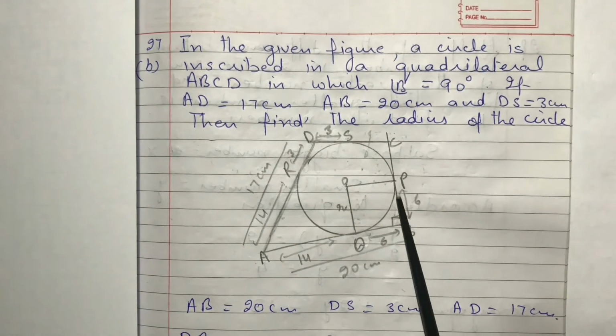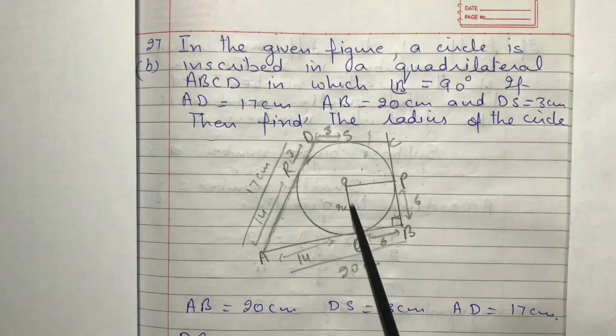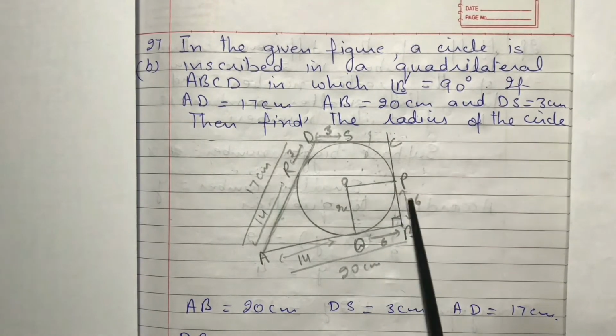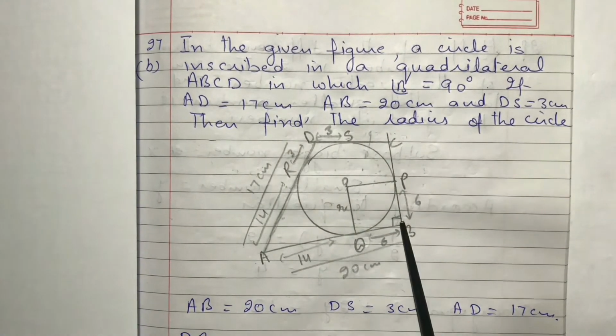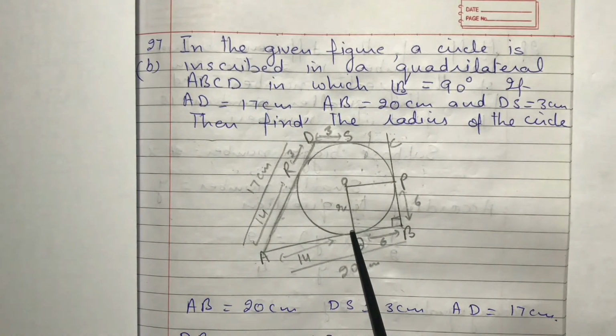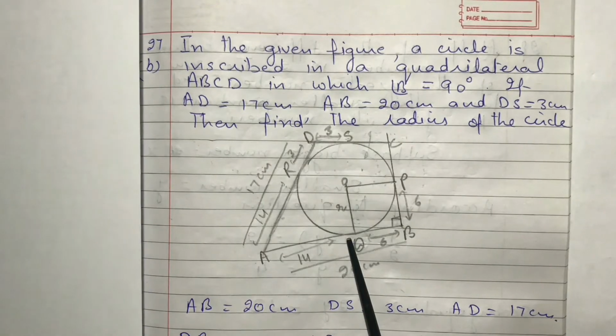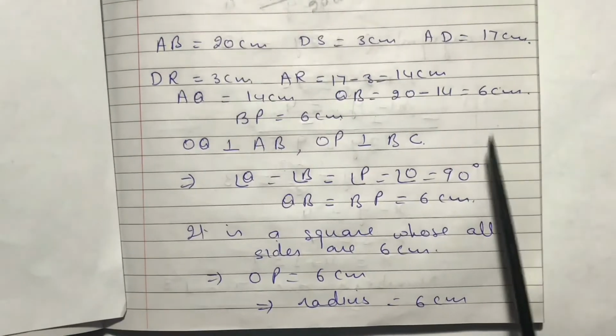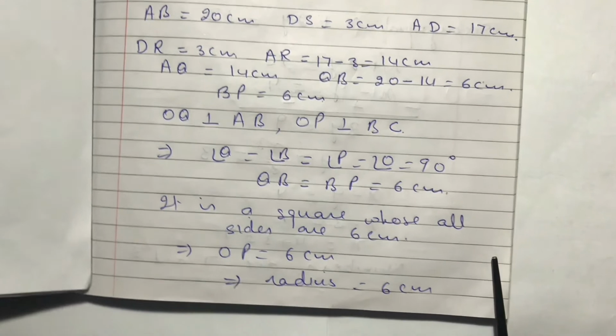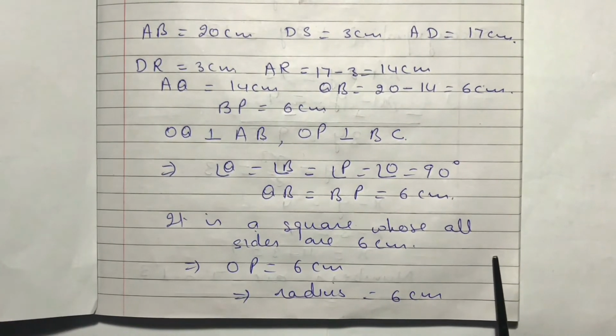And this length is equal to this length. So this is a square. If this is a square, all the sides are equal. If this is 6 centimeter, it means radius is 6 centimeter. This is what we want to prove, and this is what I have written here. So you can pause my video and you can check it yourself.